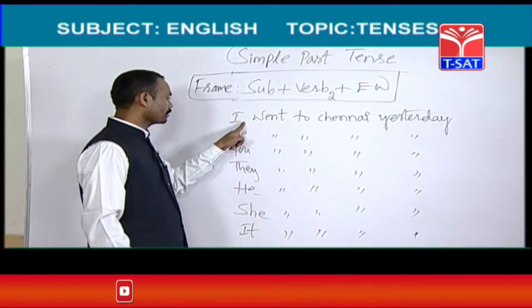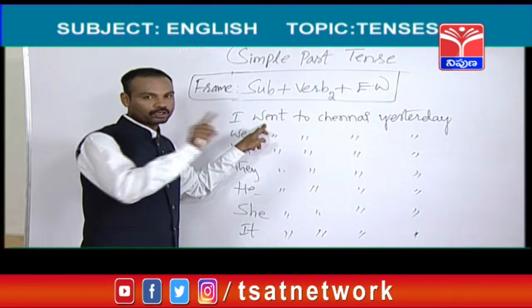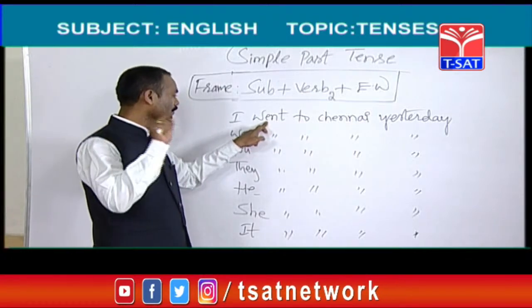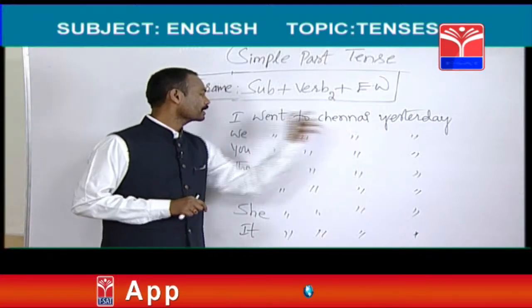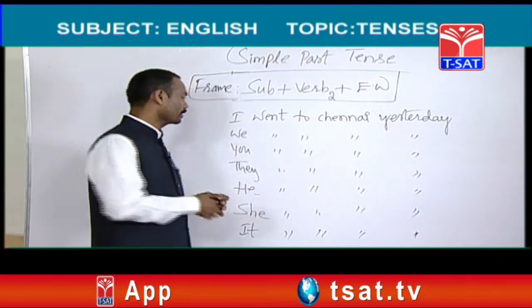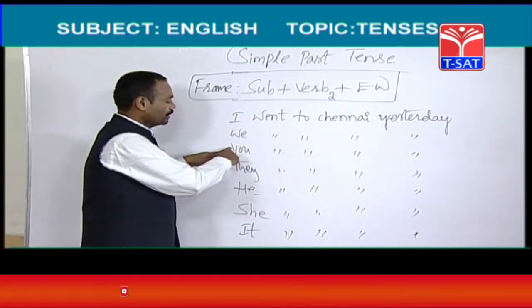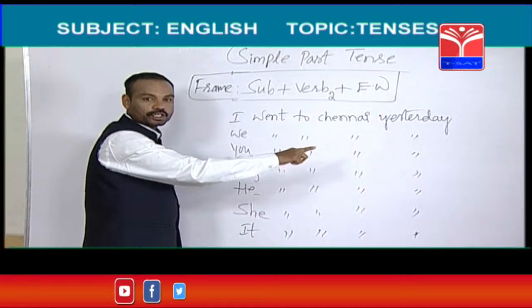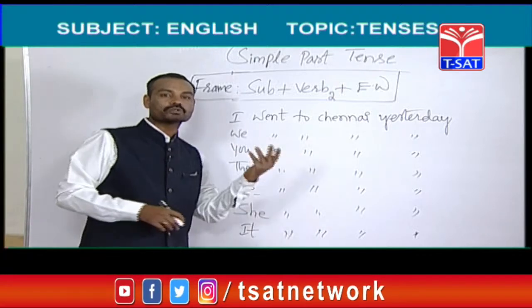First let's take subject I. First subject I, next verb second form: go, went, gone. So the second form of go is went. Then extra words, to Chennai yesterday. I went to Chennai yesterday. Next, let's take another subject, that is we. We went to Chennai yesterday. You went to Chennai yesterday. They went to Chennai yesterday. He went to Chennai yesterday. She went to Chennai yesterday. It went to Chennai yesterday.